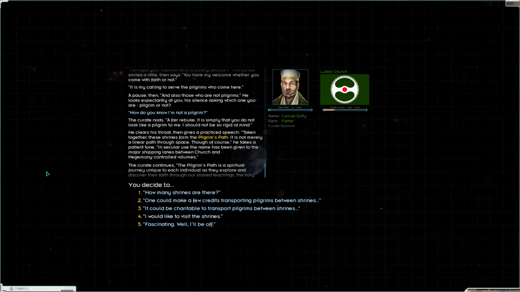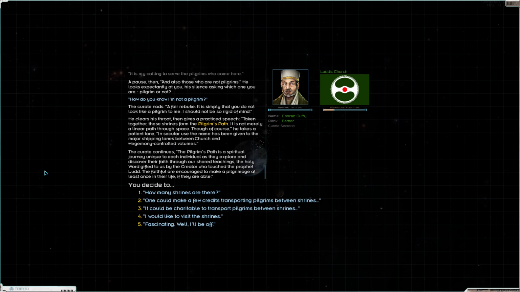How do you know I'm not a pilgrim? The curate nods. "A fair rebuke. It is simply that you do not look like a pilgrim to me. I should not be so rigid of mind." He clears his throat, then gives a practiced speech. "Taken together, these shrines form the pilgrim's path. It is not merely a linear path through space. Though, of course," he takes a patient tone, "in secular use, the name has been given to the major shipping lanes between church and hegemony-controlled volumes."